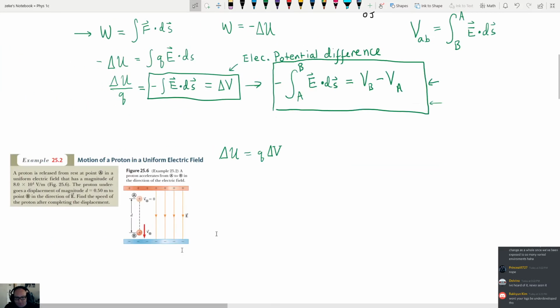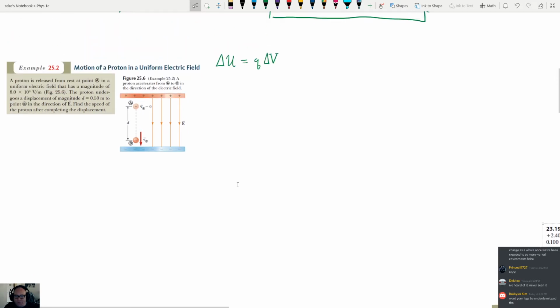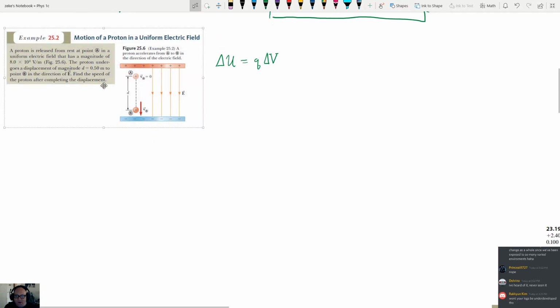Put this over some. This one over some. All right, so here's our problem. The motion of a proton in an electric field. It says a proton is released from rest at point A, right here, in a uniform electric field that has a magnitude of 8 times 10 to the 4 volts per meter. This is the other version of the unit for electric field now, right? So our units for electric field are kind of bigger now. So our units for E, what we have now is newtons per coulomb or volts per meter.